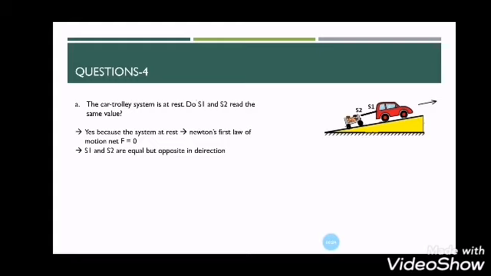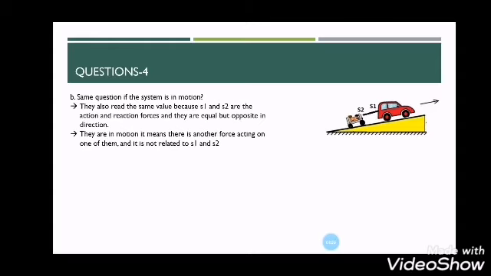So for A, because the system is at rest, according to Newton's first law of motion, net force is equal to 0. You cannot have a system at rest unless you have net force equal to 0. If net force equals 0, it doesn't mean that the system is always at rest. But if the object is at rest, it definitely means that net force equals 0. So S1 and S2 are equal but opposite in direction. Sorry for the spelling mistake.